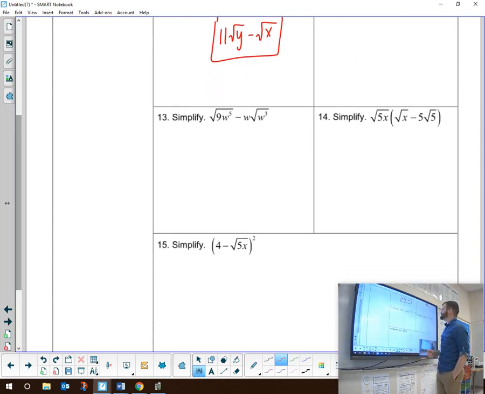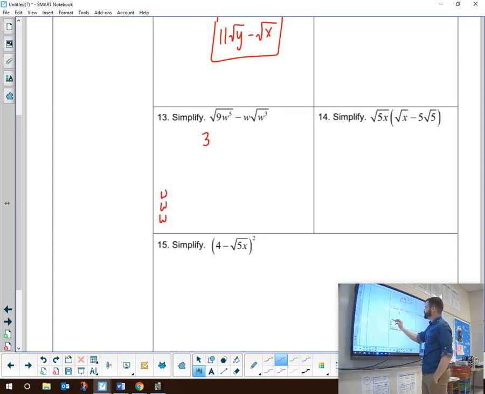Number 13 is kind of the same thing. We have two separate things. I can simplify both of them individually, okay? So we can simplify them both individually and then combine like terms. So I can go, the square root of 9 is 3. The square root of w to the 5th, we can work that out.